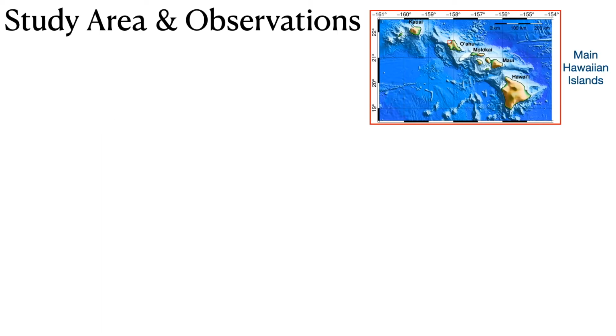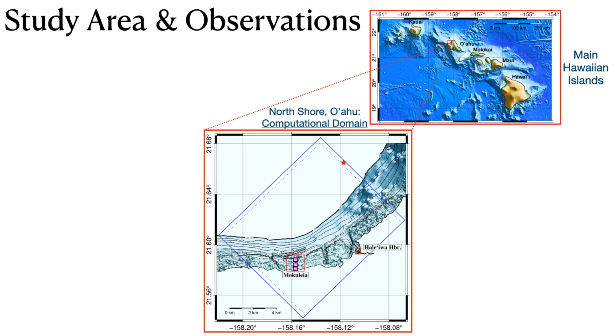Let's look now at the study area and the available observations. This is the chain of main Hawaiian islands. Our study region is located on Oahu Island, the second island from the top of the map. We focus on an area on the north shore of the island. Our computational domain is contained within the blue rectangular box. Within this domain, we have observations from a small boat harbor called Haleiwa Harbor, and at the coast we have observations over the reef at Mokuleia.